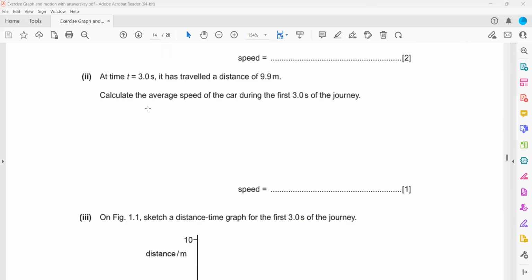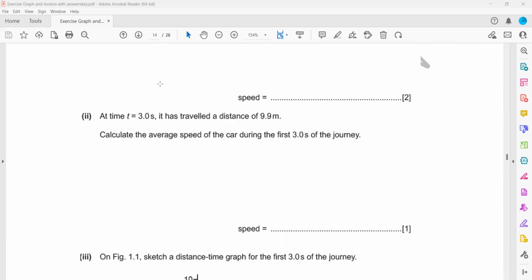The next part: at time t equals 3, the car has traveled distance 9.9. Calculate the average speed of the car. So how to calculate an average speed? To work out an average speed, it is the total distance divided by total time. So total distance traveled is 9.9. And what is the total time to complete the journey? 3 seconds, so we divide by 3. So 9.9 divided by 3, we will get 3.3 meter per second.